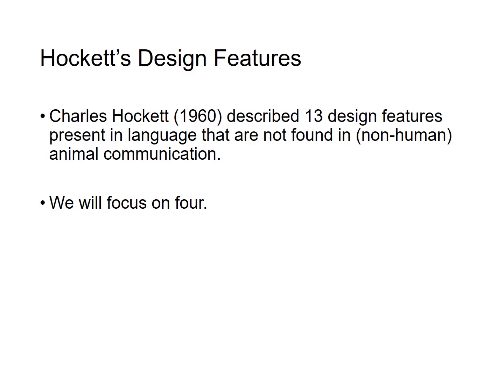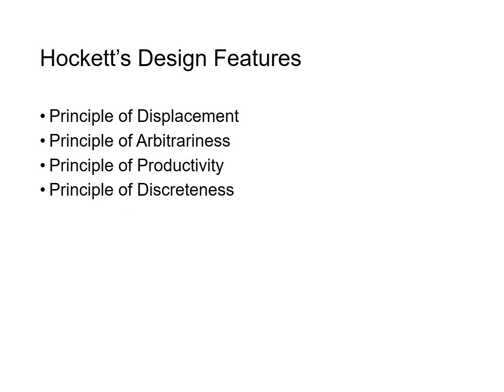We'll talk about 4 of these design features. The 4 features that we'll talk about are the principle of displacement, the principle of arbitrariness, the principle of productivity, and the principle of discreteness. And we'll see that human language heavily relies on these 4 principles, while few of the animal communication systems in other species involve these principles.